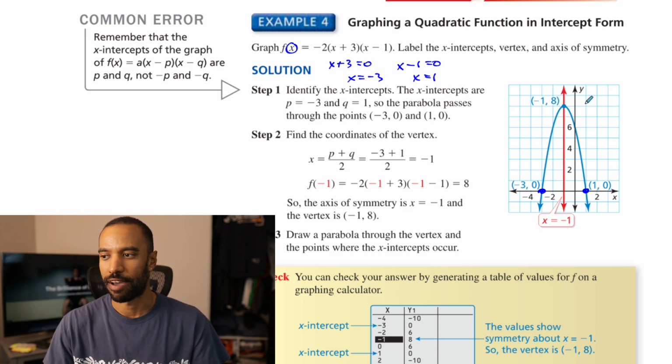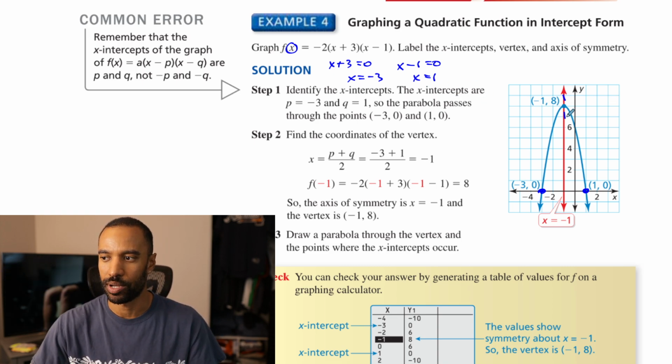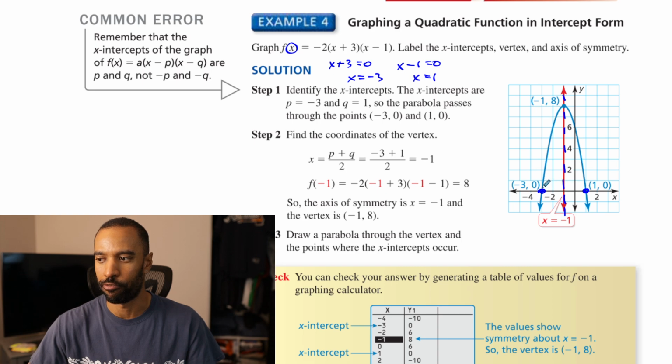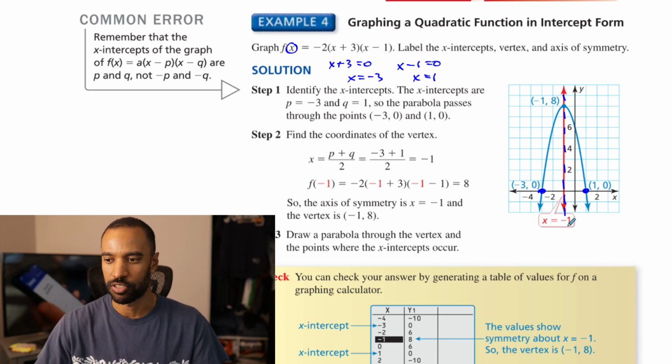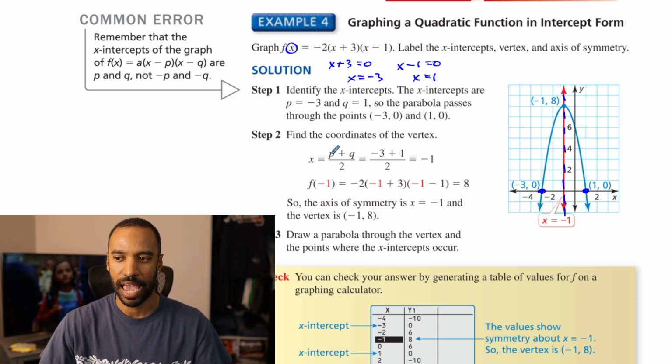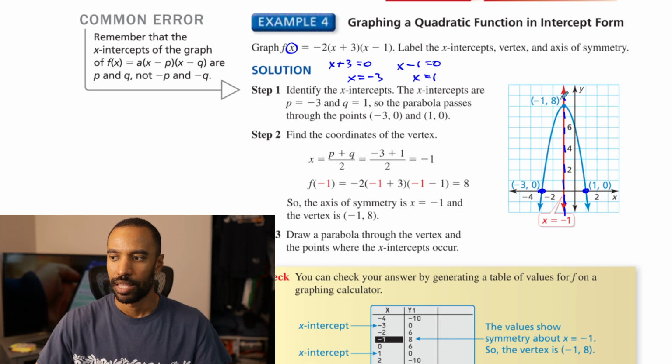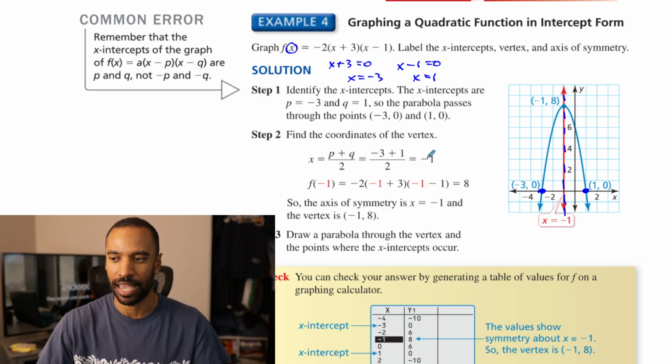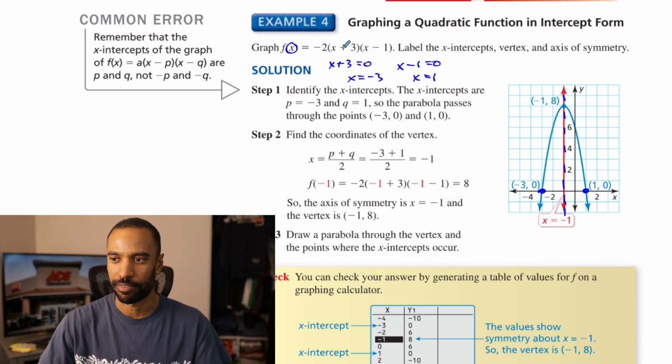Now from there, we can find the axis of symmetry. Axis of symmetry is exactly halfway between the numbers negative 3 and 1. If you look at it on the graph, you can see these are 4 apart from each other. Half that distance is 2, and 2 away from negative 3 or from 1 is the value negative 1. So x equals negative 1 is your axis of symmetry. What they did mathematically was they averaged negative 3 and 1, and they also got the x value of negative 1. That's the axis of symmetry, and then the vertex is where you plug in negative 1 into your equation, this f of x equation.